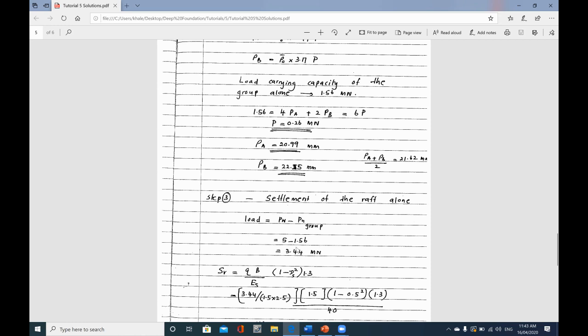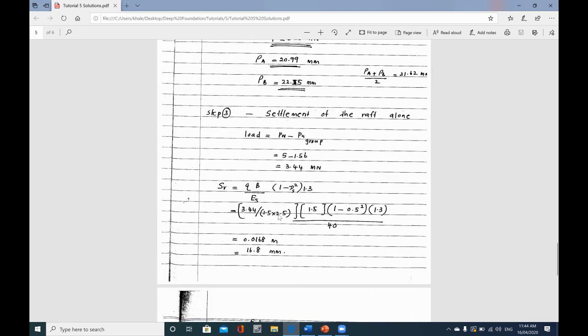So what we need to substitute into these equations is the 3.44 meganewton, because this is the fraction carried by the raft system. Instead of the Q, we're going to put 3.44. And for the B value, I just need you to correct this value between the brackets. Instead of 1.5 by 2.5, I need you to put 2.5 by 5 meter.